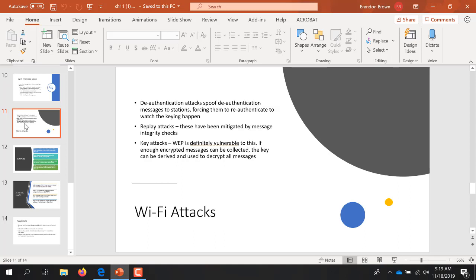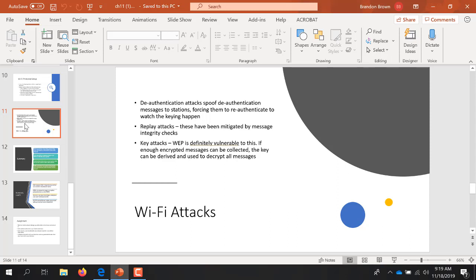So we'll talk a little bit about Wi-Fi attacks, and you're going to see some of these in Lab 4. You have deauthentication attacks, where a spoofed deauthentication message is sent to stations, basically telling them, hey, you've got to leave the network really fast just for a little bit. Goodbye. It forces them to reauthenticate, and then you watch the keying happen as they reauthenticate, and you can collect information like that WPA four-way handshake.